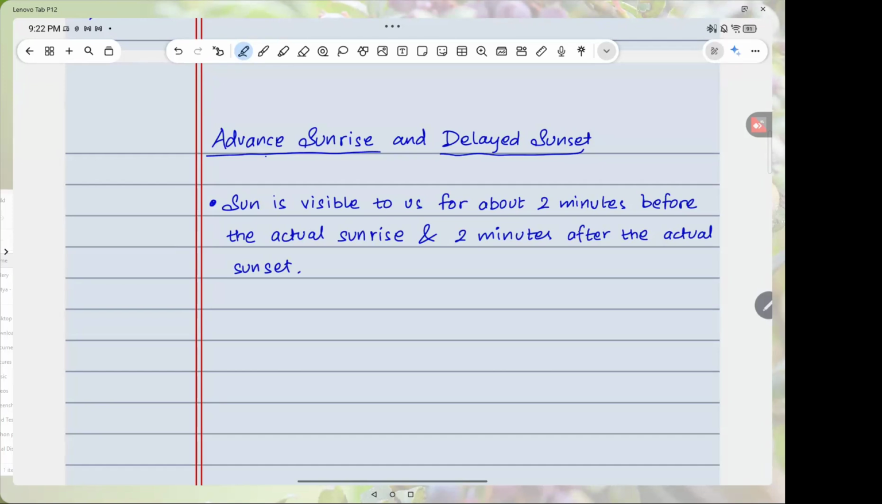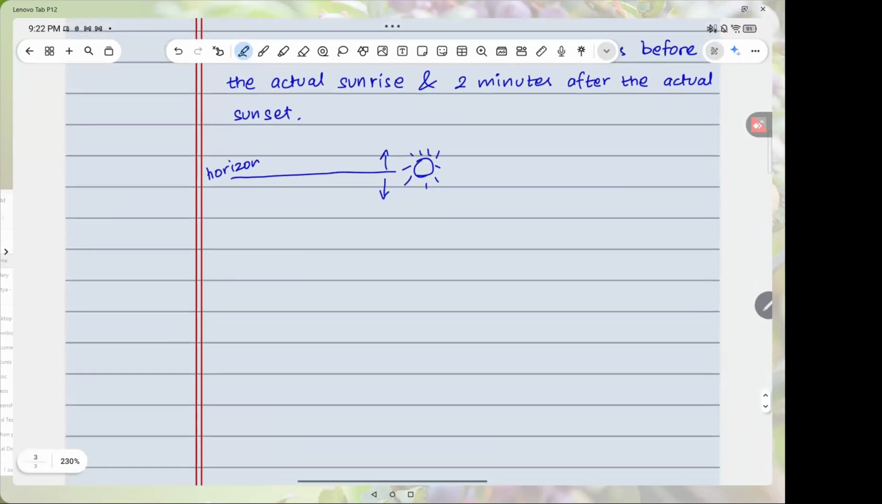By actual sunrise and actual sunset, what we mean is, let's say this is the horizon, this is the sun. We see the sun before it crosses the horizon, and we see the sun after it crosses the horizon in the sunset. So why does this happen? It happens for the same reason, atmospheric refraction, and we see the apparent position of the sun.